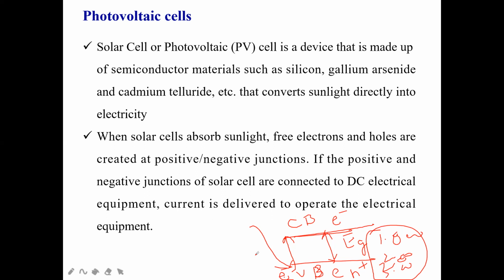So basically, a photon of energy falls on the panel. Then photon energy from sunlight falls on this particular photovoltaic cell.